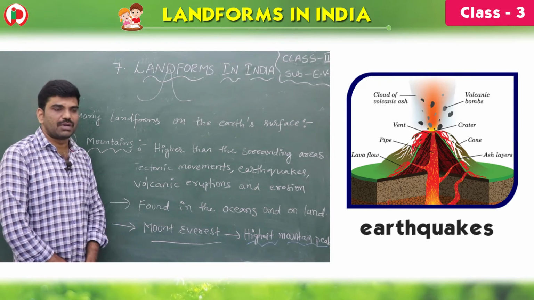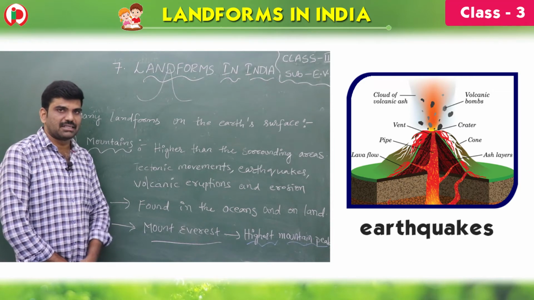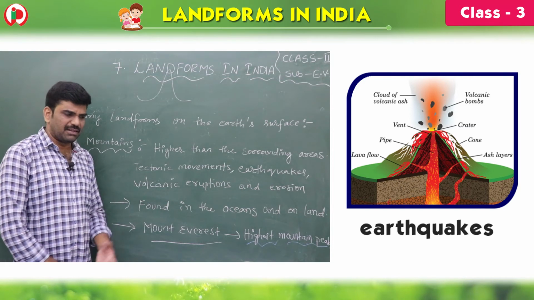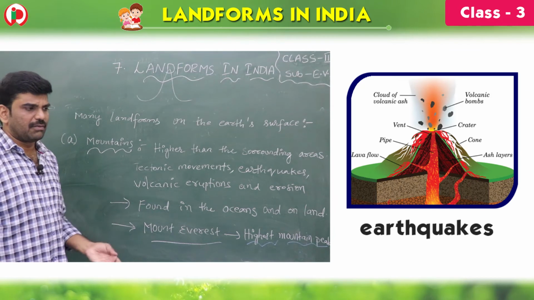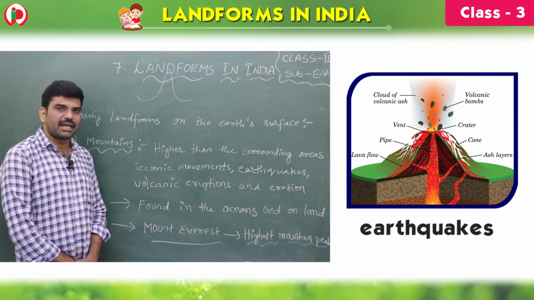Volcanic eruptions, due to lava and magma. These are the two that are present inside the earth. Due to immense heat, the volcanoes will come up in the form of fire. That is called a volcanic eruption.